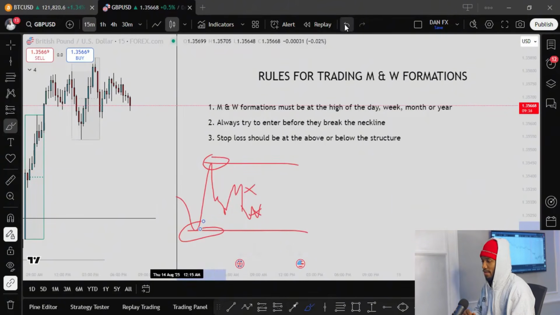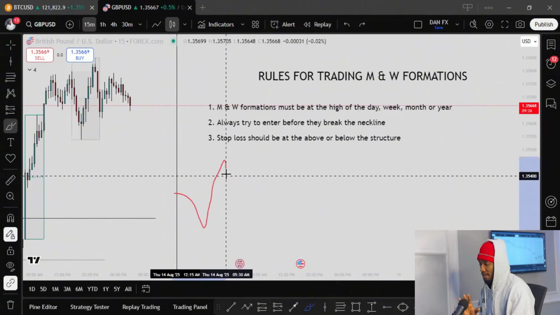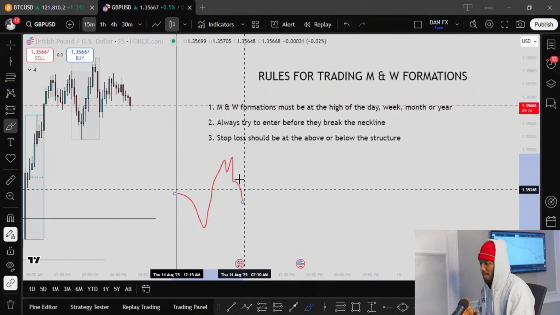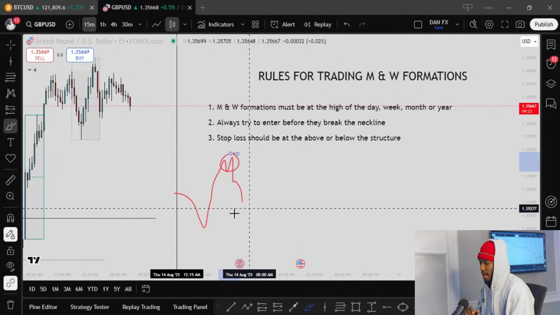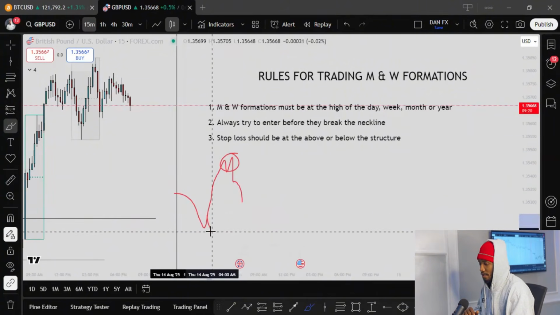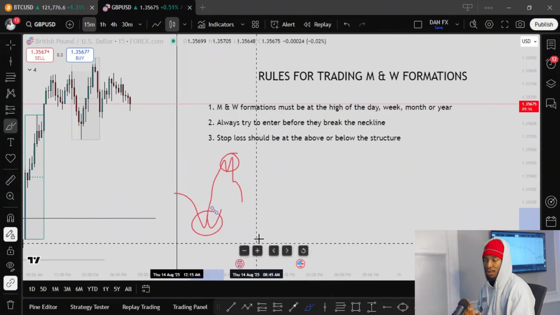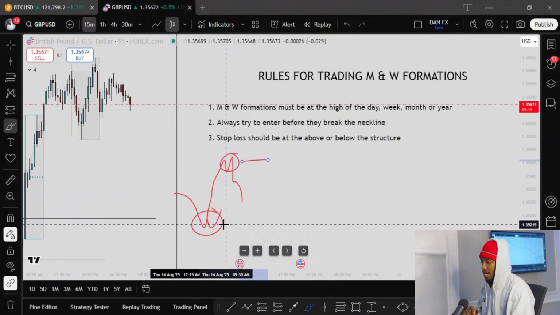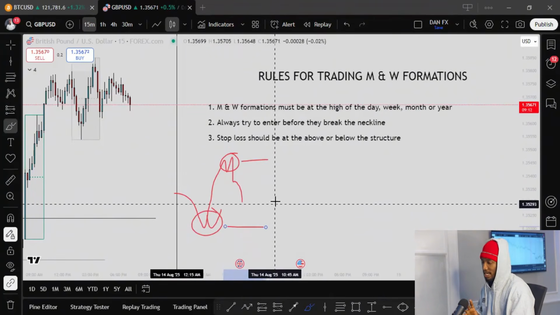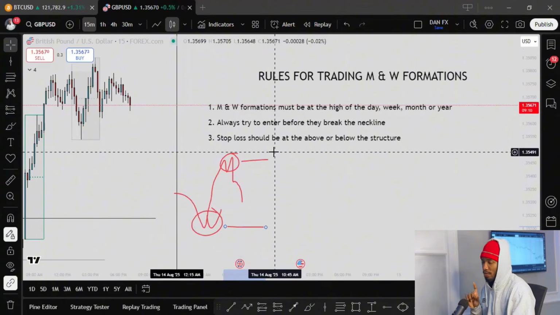But if this is the case instead, while price is trying to form the high of the day, it gives you an M formation at the highest point here. Now this is a valid M formation. Or maybe if price gives you a W formation down here, this is a valid W formation. Why? Because this is at the high of the day and this is at the low of the day, so they are valid. So make sure to follow this one rule when trading M and W formations. If it's not the high of the day or low of the day, it is not a valid M or W formation.